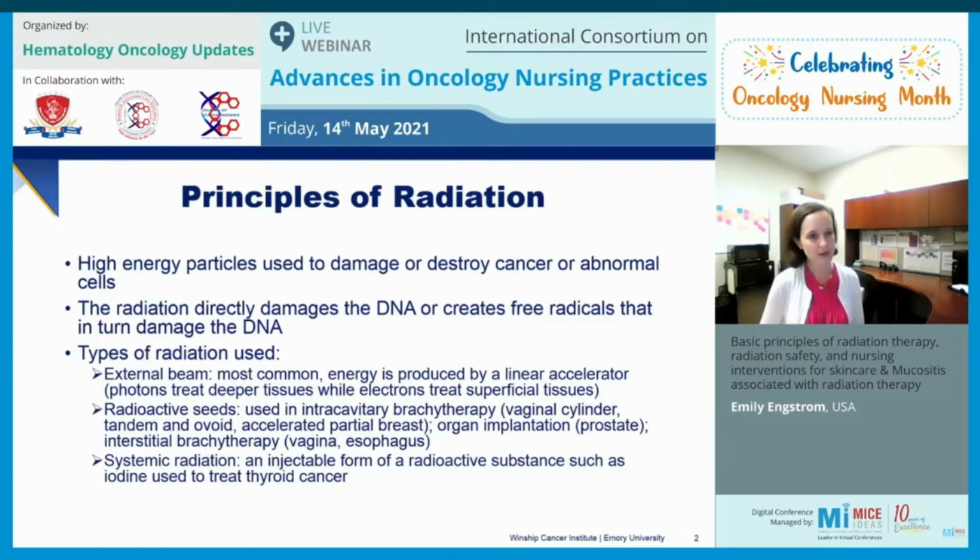There's also systemic radiation, which is an injectable form of a radioactive substance, such as something like iodine that's used to treat thyroid cancer. There are other types of systemic radiation, such as strontium. Strontium is used to treat patients who have myelomas. There are other treatments that are used to also treat patients who have widespread metastatic bony disease. So a couple of different things and different precautions come up with those patients.